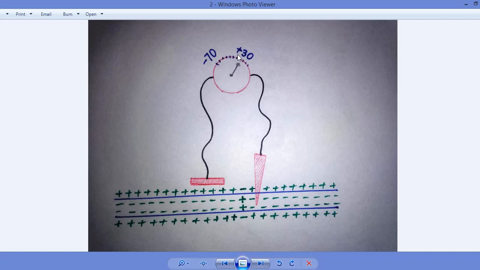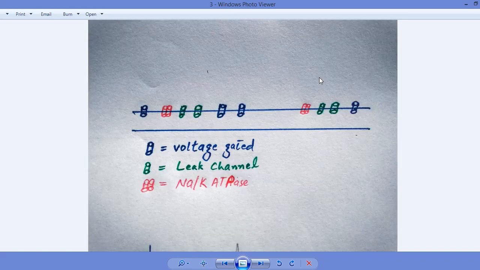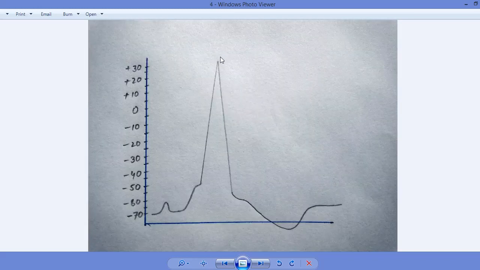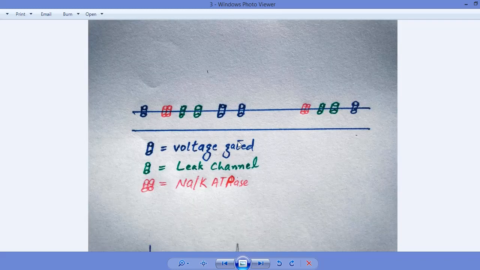The second step of the action potential is repolarization. In repolarization, what will happen? Now coming toward this diagram, we can see that we have the voltage gated potassium channel, and it opens a bit late compared to the voltage gated sodium channel. When the voltage gated sodium channel becomes closed, the voltage gated potassium channel becomes opened.